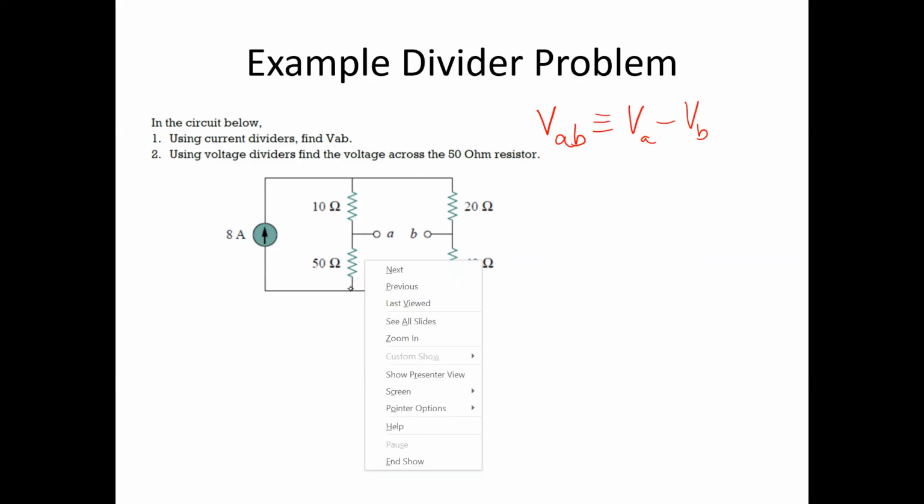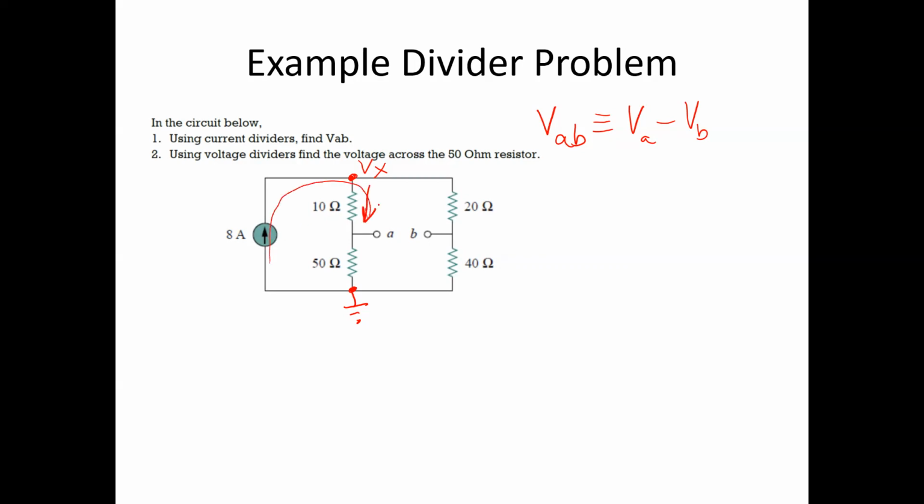Let's define this point as being ground. I'm going to define the other node as having a voltage Vx, so that I'm labeling my node voltages. And now the first question is to find how much current we have coming through these branches. We have a divider situation because the 8 amps comes up and then splits off into 2 directions. So let's call this I1, and let's call the other current, the branch current over the 20 ohms, I2.